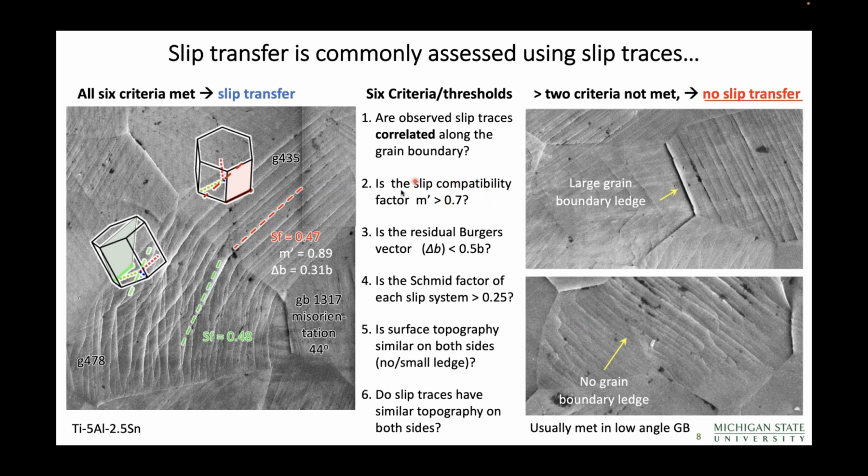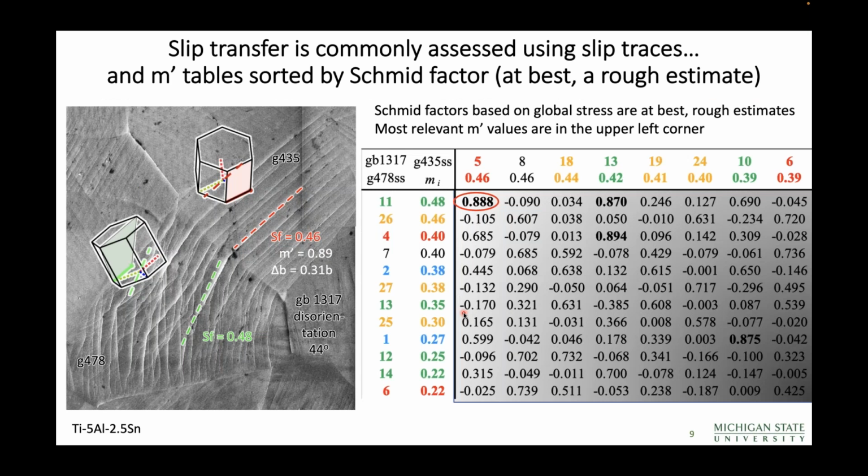Then we also have some choices to make about what parameters about slip compatibility factor are considered relevant, or what values of residual Burgers vector or Schmid factors for slip systems. All of these taken together contribute to the decision-making process. And part of that is just having a sorted list of Schmid factors amongst the various slip systems in, say, the right grain here and the left grain there.